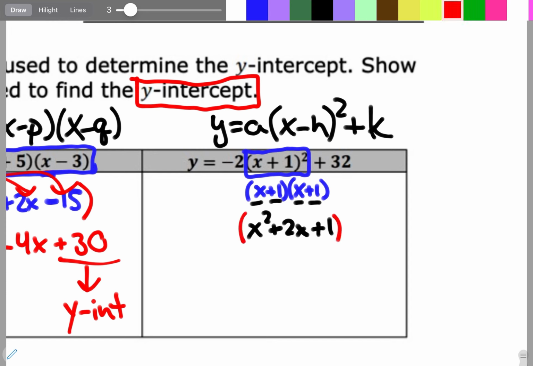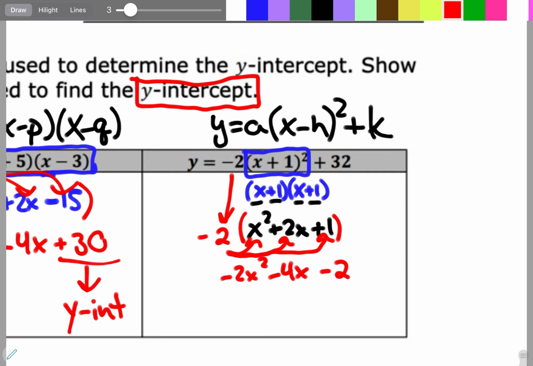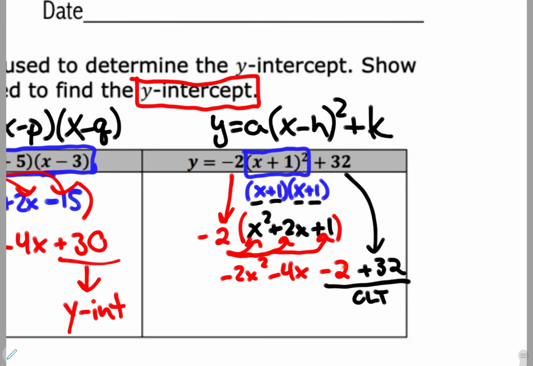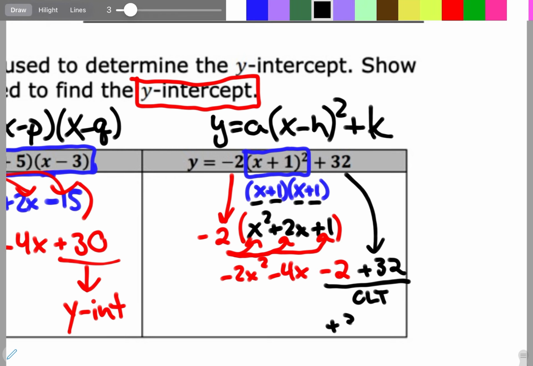Our very next step, we're going to take this negative 2 and bring it down, meaning everybody gets multiplied by negative 2. Negative 2x squared. That'll be negative 4x. Last one, that would be negative 2. And then for the very last step, we're going to bring down the plus 32 and combine like terms. 32 minus 2 is positive 30. This is how you change vertex form into standard form.